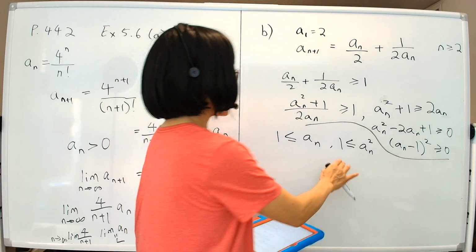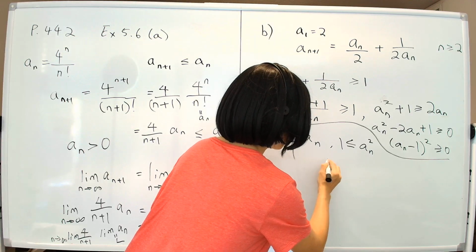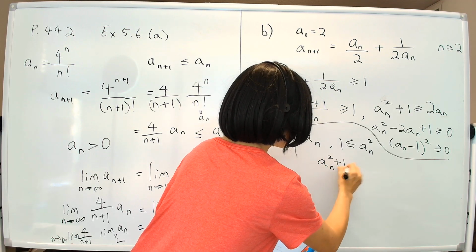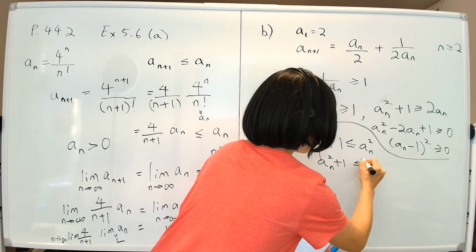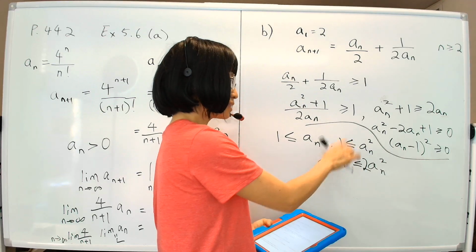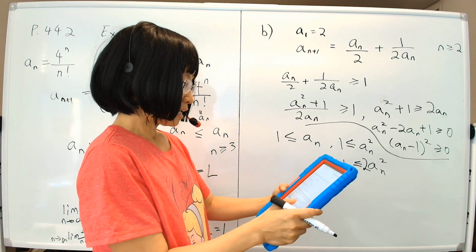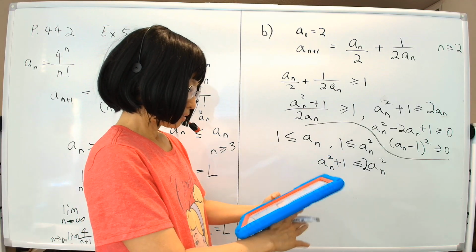Next, we are going to add a_n squared to both sides of the inequality. Then we have a_n squared plus 1 on this side is less than or equal to 2 a_n squared, because we're adding 1 to each side. So that inequality still holds. And then we're going to divide it by something.